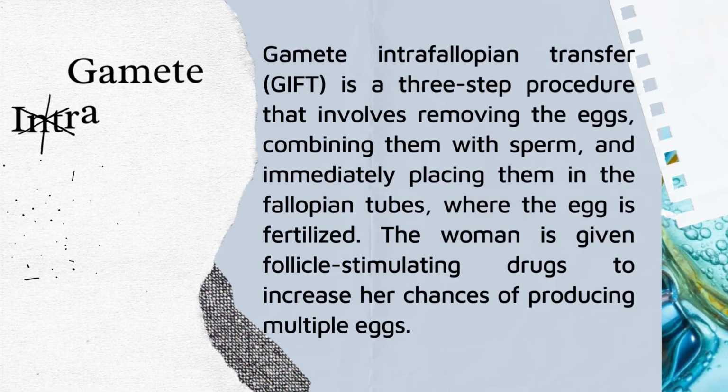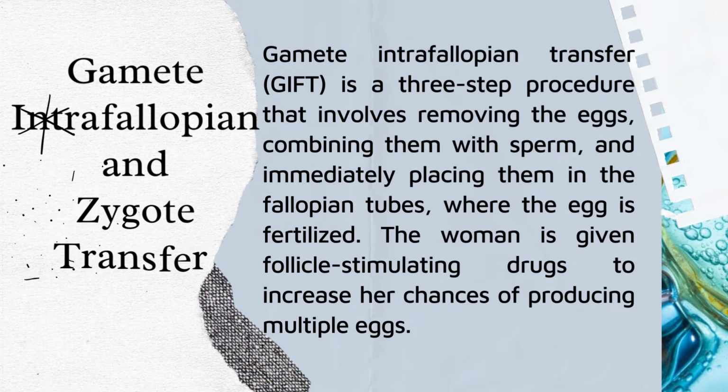Gamete intrafallopian and zygote transfer. Gamete intrafallopian transfer, GIFT, is a three-step procedure that involves removing the eggs, combining them with sperm, and immediately placing them in the fallopian tubes, where the egg is fertilized.